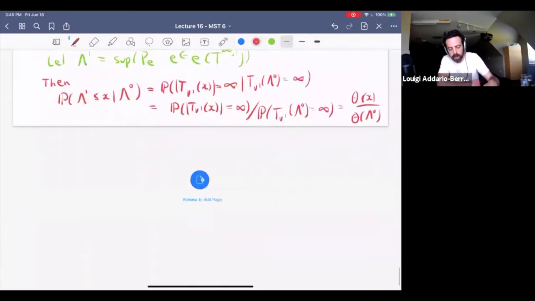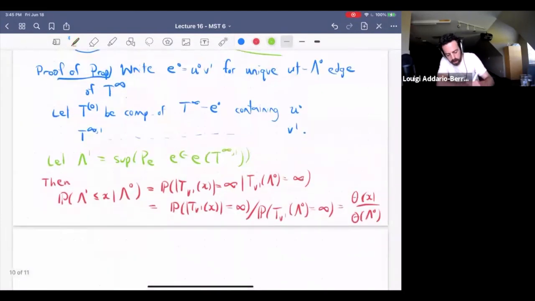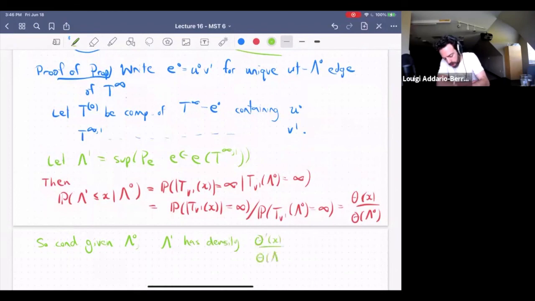Okay, so that means that conditionally given lambda naught, lambda 1 has density theta prime over theta lambda naught, if you like, on the interval from 0 to lambda naught.